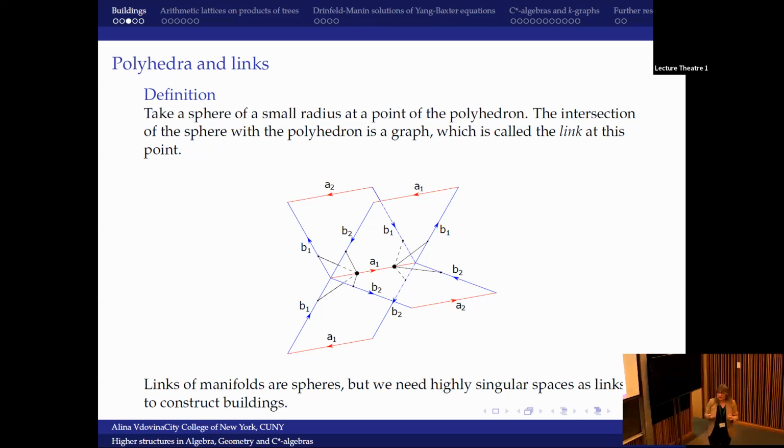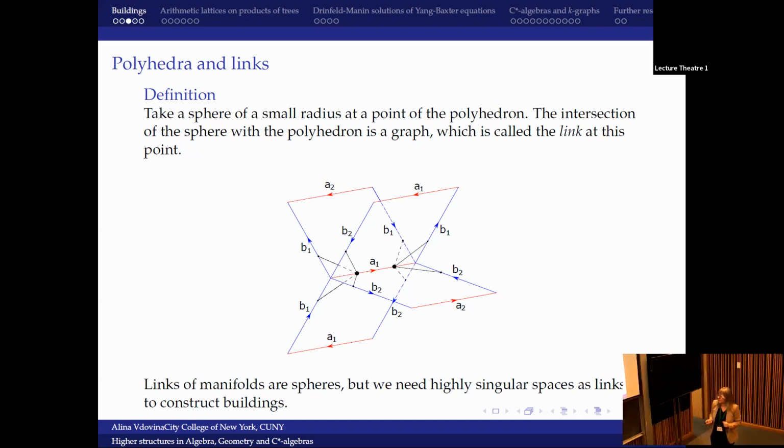If you say there is a link at the vertex, it doesn't mean that you look at the edges coming from the vertex. It means that you consider a sphere centered at this vertex, and then the intersection of your polyhedron and the sphere is the link. So the link here is just one vertex and 4 edges.